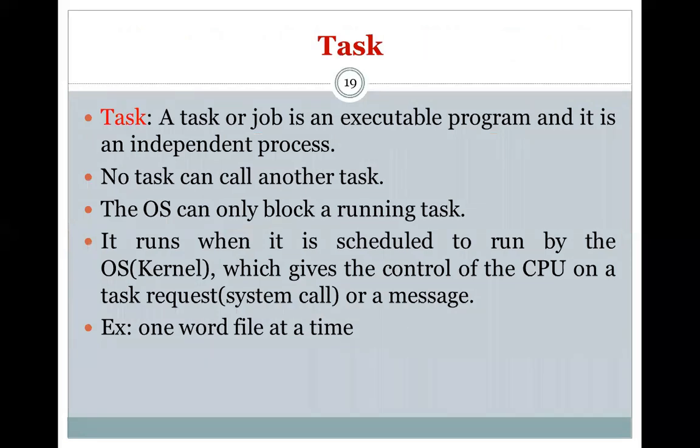Let us look into task. Task is a job, an executable program, and is an independent process. No task can call another task. The OS can only block a running task. It runs when it is scheduled to run by the OS, which gives the control of the CPU on a task request or a message. Example for task is one Word file at a time.